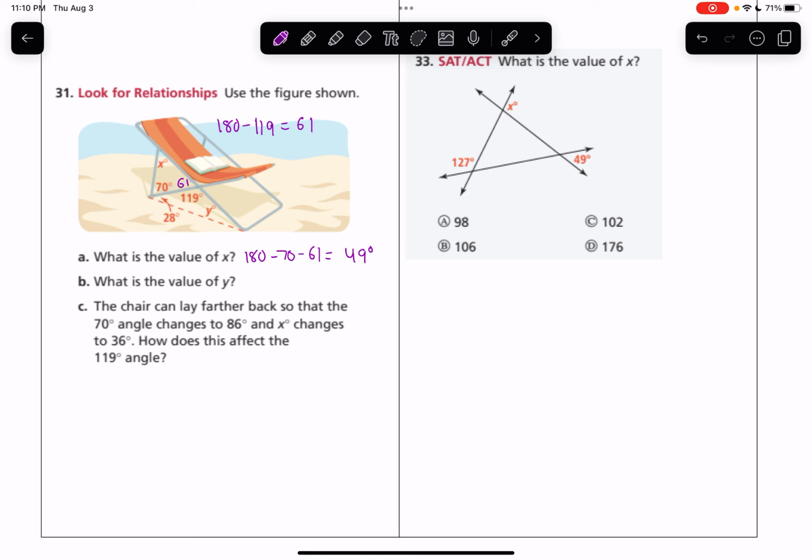For B, what is the value of Y? Well, if this is 49, and I know that this angle right here is 119 and 28, I could use this piece of the chair just as one triangle. And I could say, to find the value of Y, I can do 180 minus 28 minus 119, and that is going to be 33 degrees.